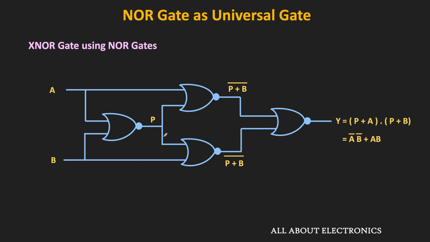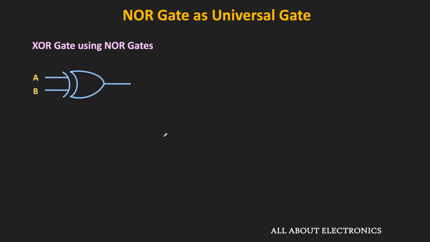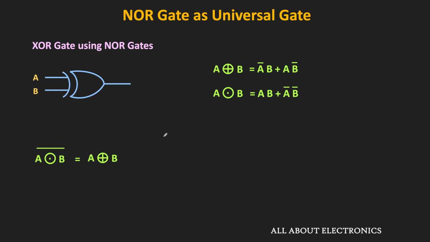Alright, so similarly, now let us see how to implement this XOR gate using the NOR gates. So if A and B are the input to this XOR gate, then its output is equal to A XOR B, which is equal to A bar dot B plus A dot B bar. On the other hand, this A XNOR B is equal to AB plus A bar dot B bar. So if we take the complement of this A XNOR B, then we will get this A XOR B. Or in other words, if we take the complement of this AB plus A bar dot B bar, then we will get this A dot B bar plus A bar dot B.